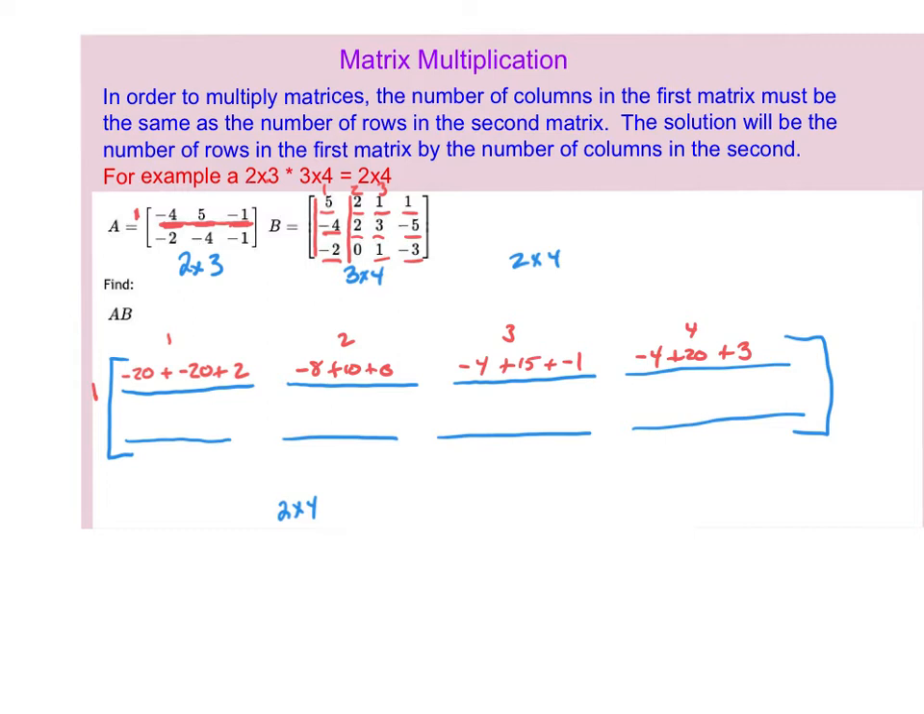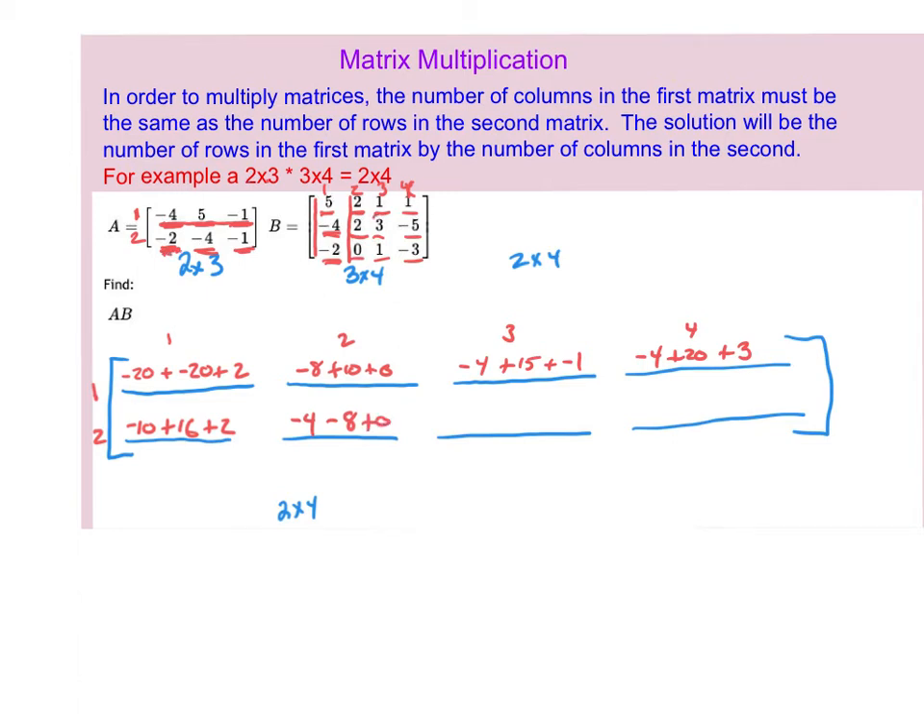So now I'm going to do the same thing for row 2. I'm going to do row 2, column 1, row 2, column 2, row 2, column 3, and row 2, column 4. So I have negative 2 times 5 is negative 10. Negative 4 times negative 4 is a positive 16. And negative 1 times negative 2 is a positive 2. So for row 2, column 2, negative 2 times 2 is going to be negative 4. Negative 4 times 2 is negative 8. And negative 1 times 0 is just 0.